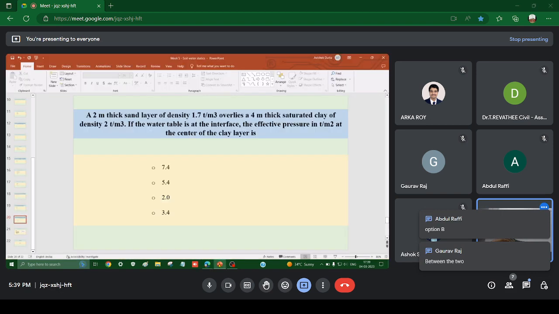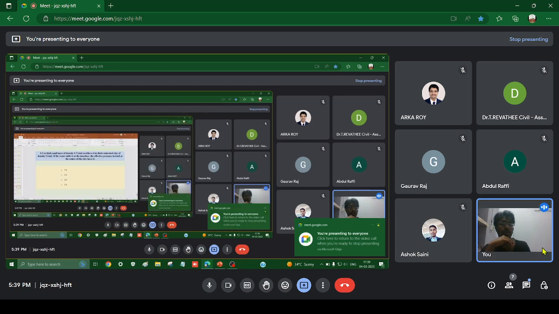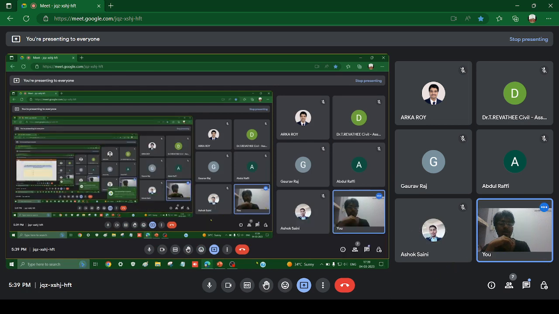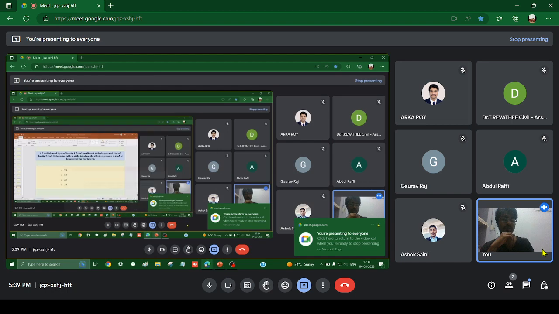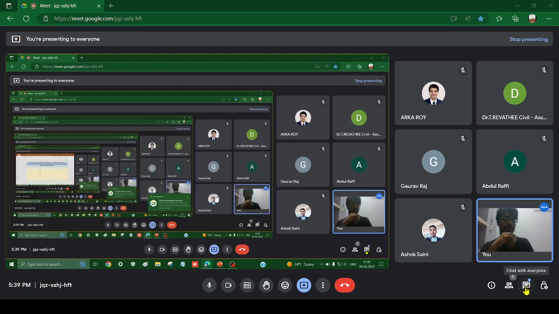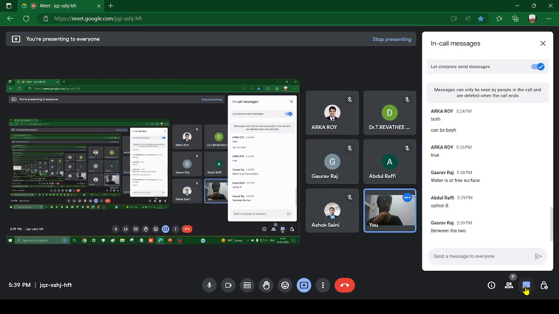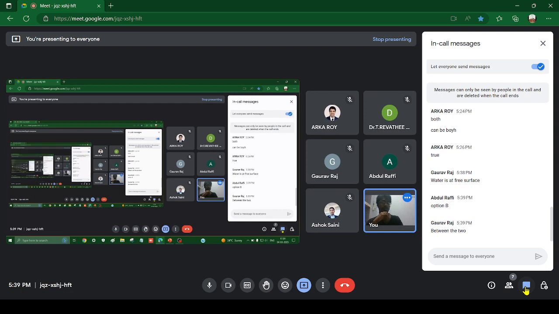Option B. You need to tell me the option right now. I'll give you time to solve these questions. Okay. Is this question clear? Where is the water table located? Yes, between the two. Yeah, that is what interface means.